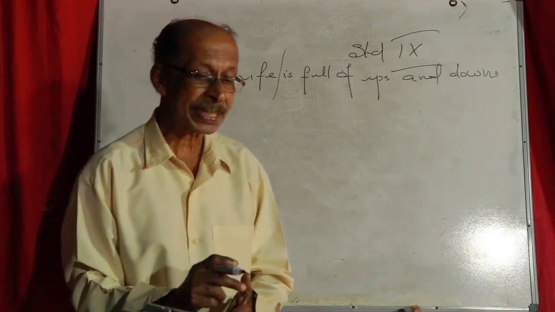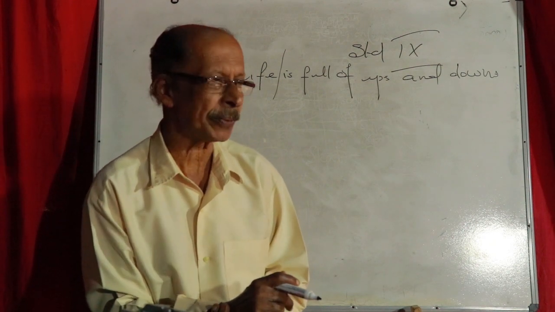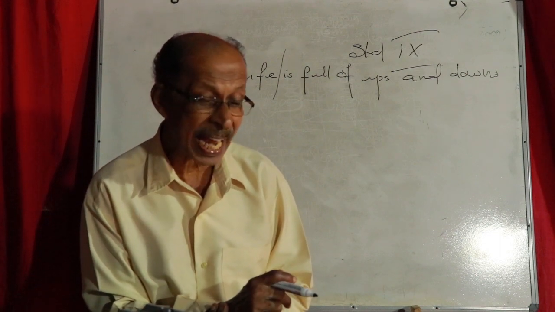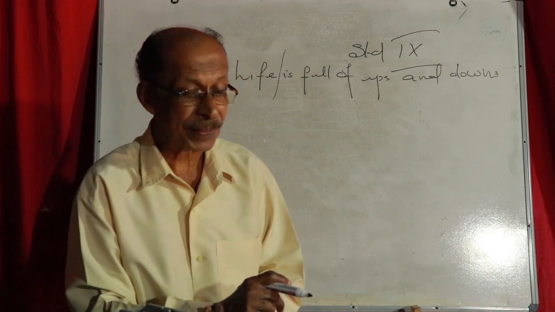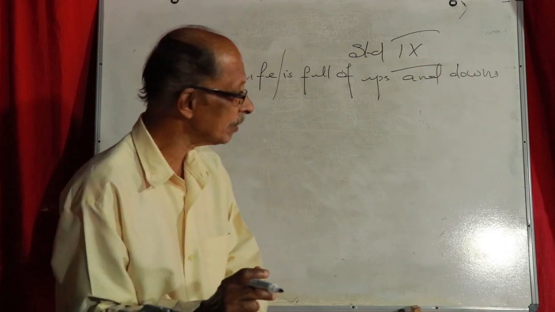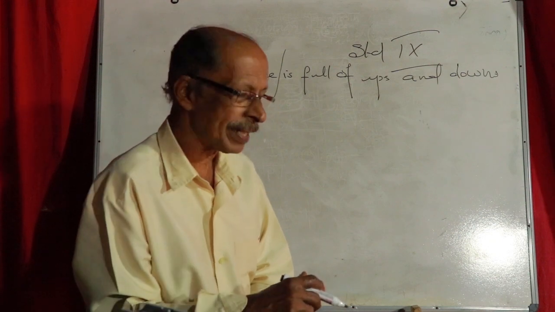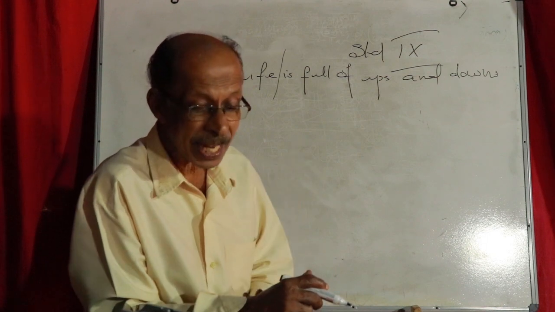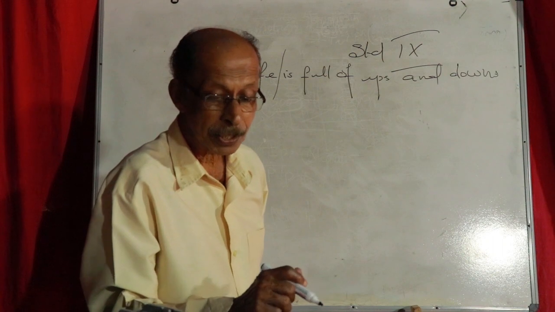Next sentence: A training school is very expensive. Where will you put the mark? Put a slash before is. Then you have to write: a training school, that is the subject, and is very expensive, the predicate. A training school is the subject and is very expensive is the predicate part.